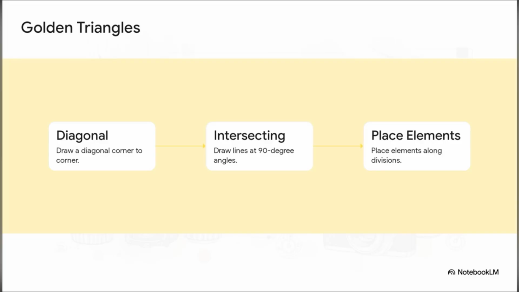Okay, for scenes with strong action, we use golden triangles. Here is exactly how you do it. Step 1, draw a diagonal line from one corner of your frame all the way to the opposite corner. Step 2, draw shorter intersecting lines from the remaining two corners so they meet that main diagonal at a 90-degree angle. Step 3, place your key elements right along those divisions. This grid is an absolute game changer because diagonals convey speed, action, and dramatic perspective way better than rigid horizontal or vertical lines ever could.